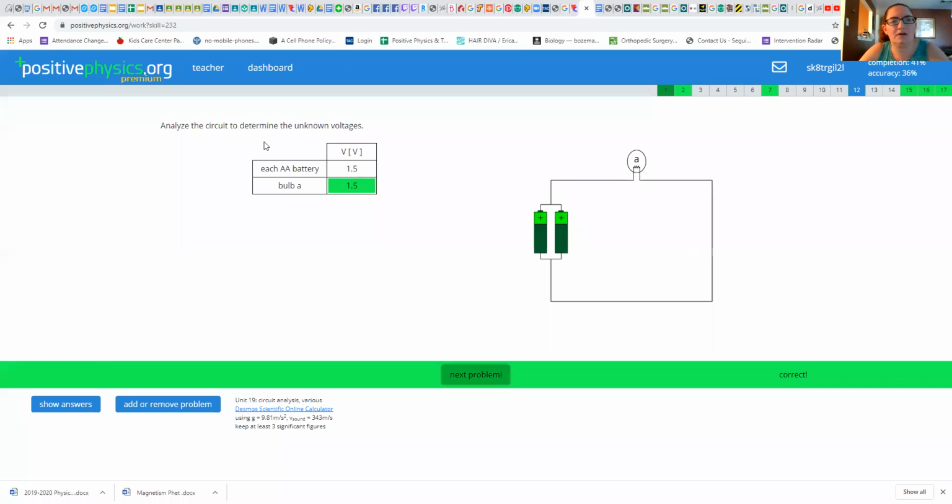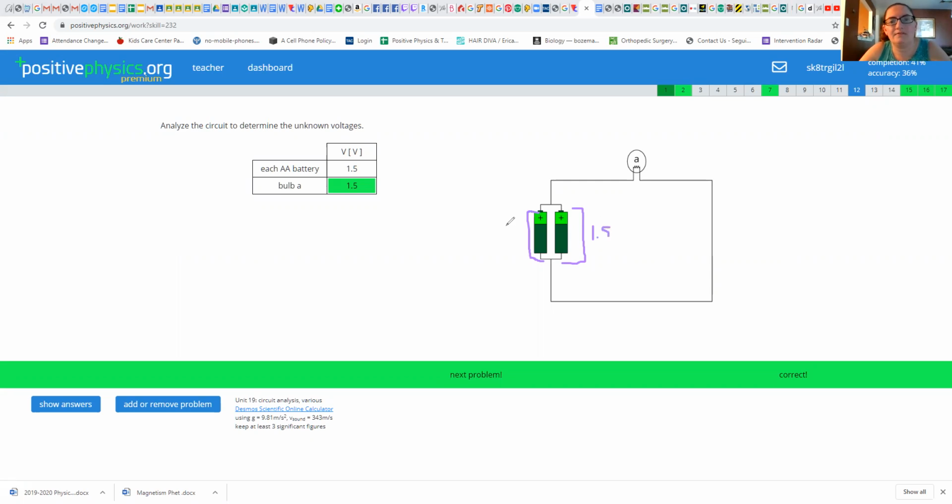So this one, analyze the circuit to determine the voltage. Okay, so each of these batteries is 1.5 volts, and we only have one path, right? You have one path, but you have the opportunity to go through 2 different batteries. So on this one, when you get here, you can either go this way or you can go this way. Each of those has a voltage of 1.5.